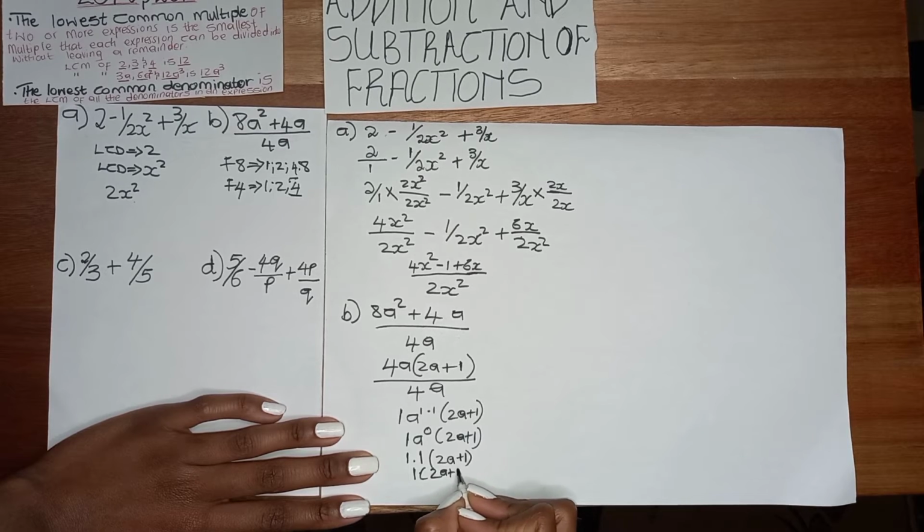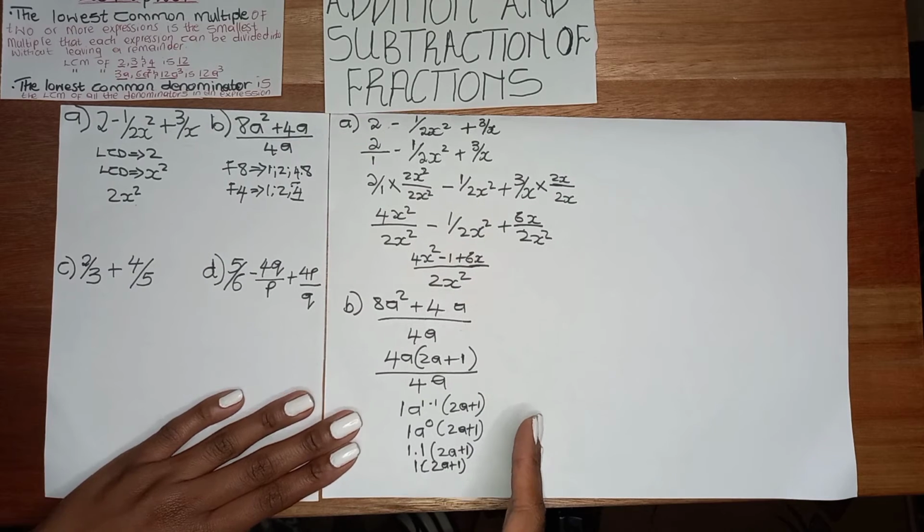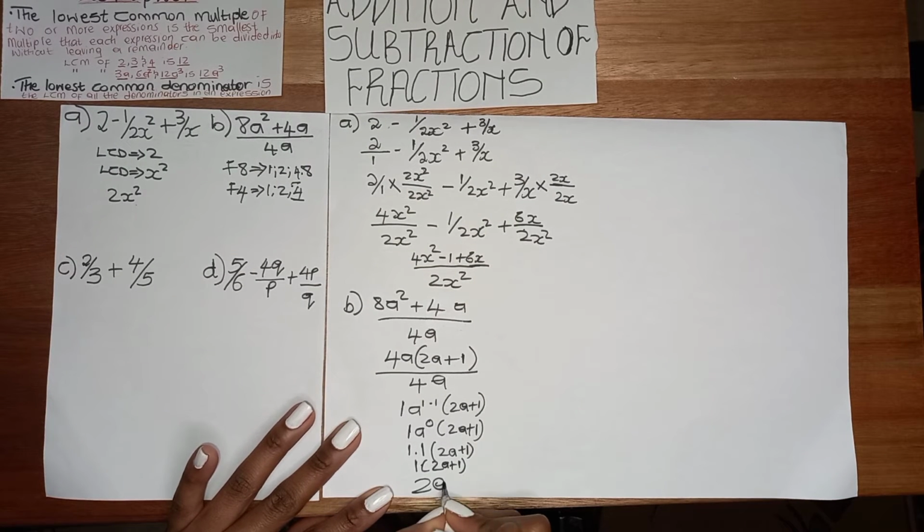2a plus 1, close bracket. Now you're going to do distributive property. 1 multiplied by 2a is 2a.